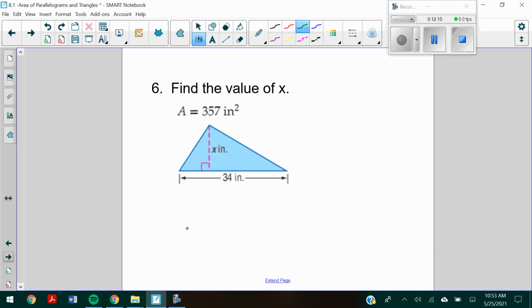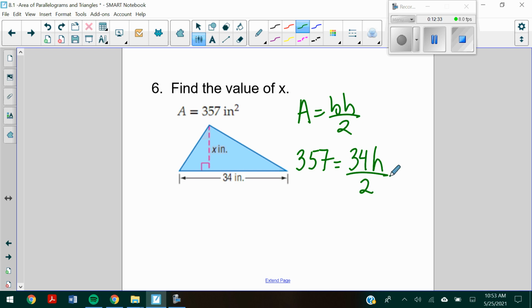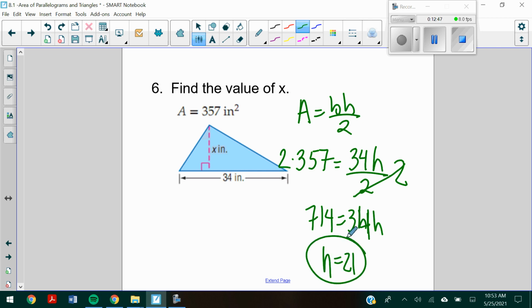All right, so we have here, find the value of x. It's with the triangle. Area is base times height, divide by 2. So 357 equals my base, 34, times my height, divide by 2. So I'm going to start off with multiplying both sides by 2. So we get 714 equals 34h. So take your 714 and divide by 34. And my height is 21.